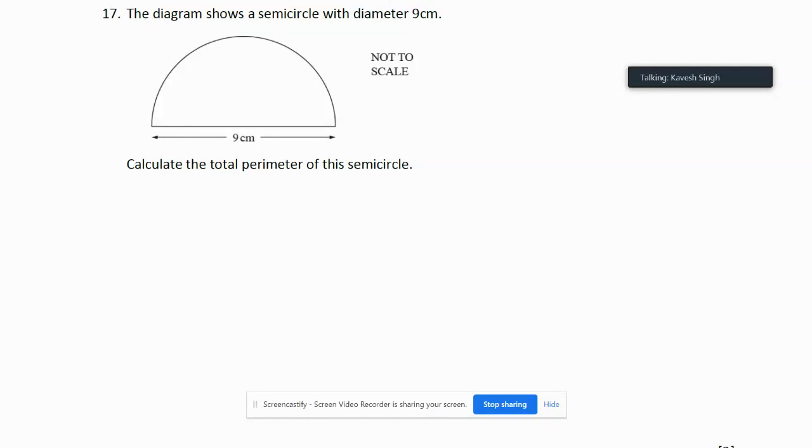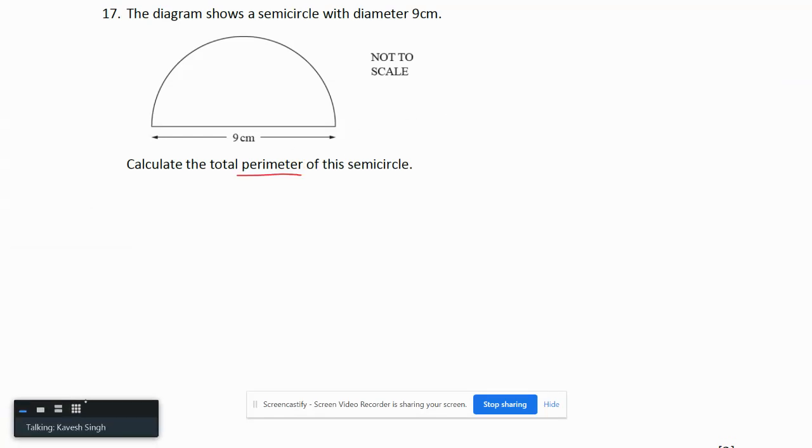So the diagram shows a semicircle with diameter 9 centimeters. Calculate the total perimeter of the circle. When we're calculating perimeter, what we must remember is that perimeter of a circle in general is known as the circumference. So perimeter of a circle is the circumference of the circle. So in maths, we use circumference.